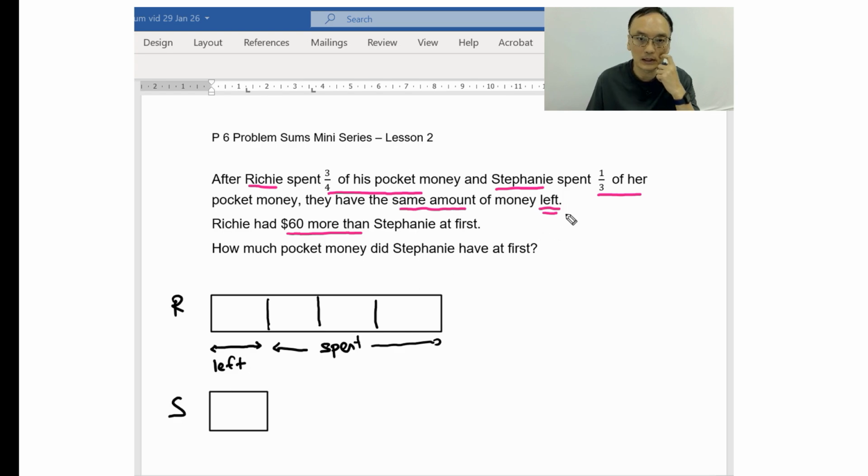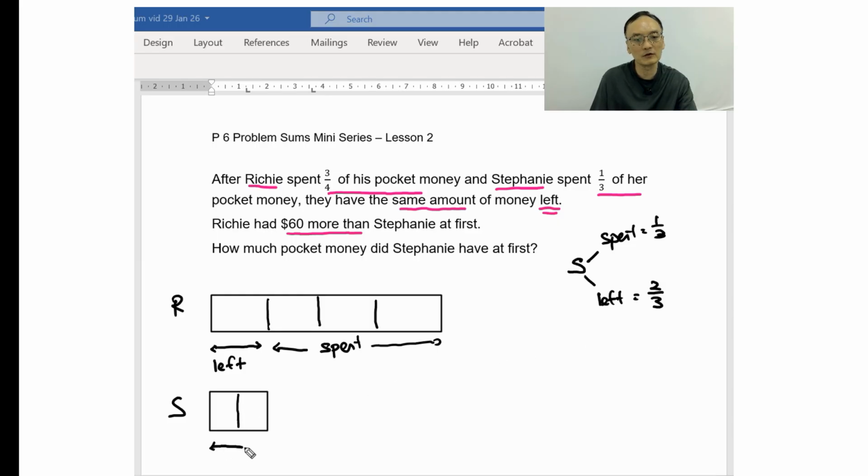And we know that Stephanie spent 1/3. After spending 1/3, okay, let's do a quick visualization here. If she spent 1/3, she would have 2/3 of her money left. All right. So here would represent 2/3 of her money. That means she has 2 units. This is the amount of money left.